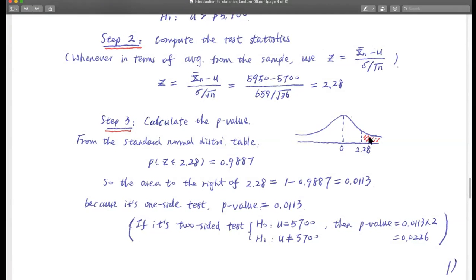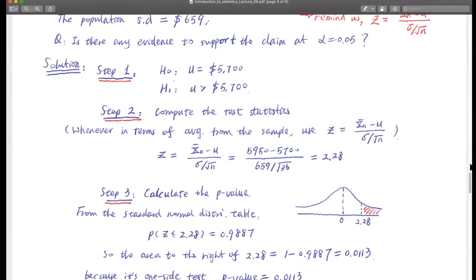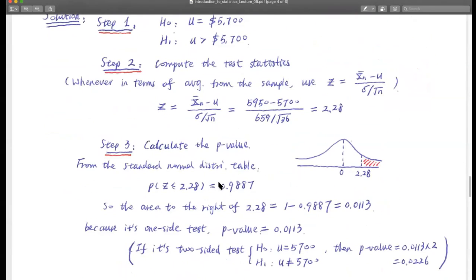The question is, what if we change the question a little bit? Say in the statement at the very beginning, we want to test the average cost of college. Is that equal to 5,700 or not? So in other words, we change H1. Instead of greater than, we change that one to be not equal to. So if it's not equal to, that means the p-value will be both sides. Follow me? The p-value will be both sides.